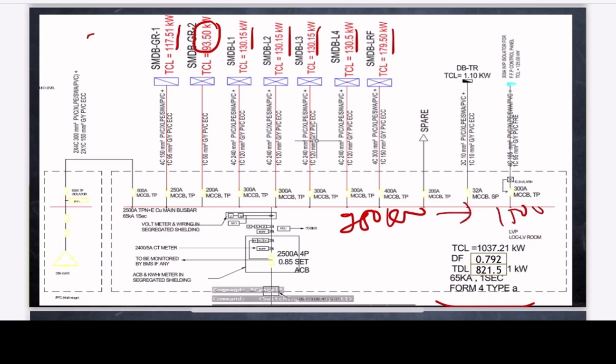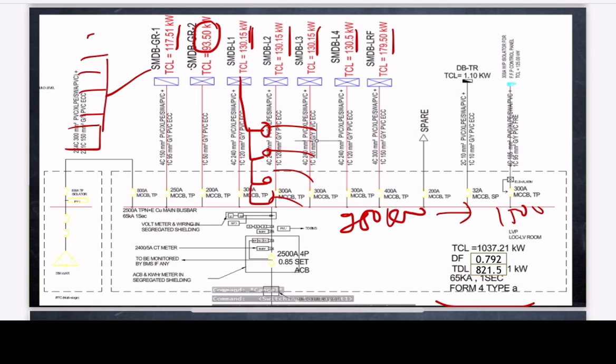I already explained this in my previous video, but I will just brush it up for you. This SMDB's total connected load is based on numerous loads connected on the SMDB. For this SMDB also it is the same, there are many loads connected. So any individual load in that SMDB does not exceed 100 kilowatt, as the total load on the SMDB is 130. So how can the individual load be more than 100 kilowatt?